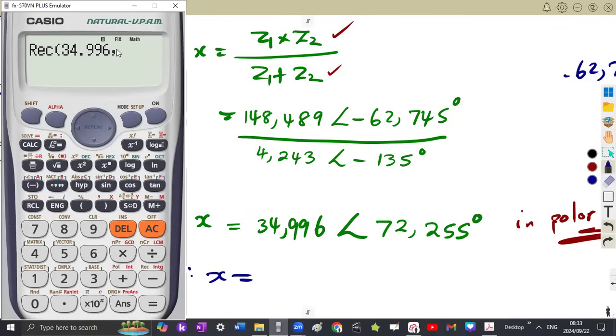This one is like a dot. This one is a comma. This one is a dot. So now you can put that value as it is, 72.255. You close the bracket.